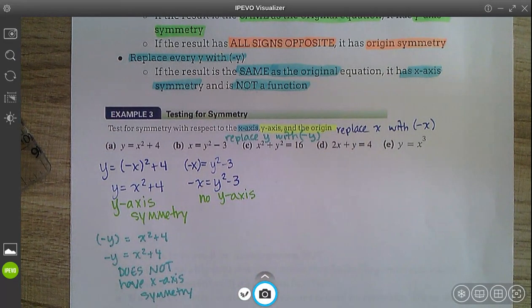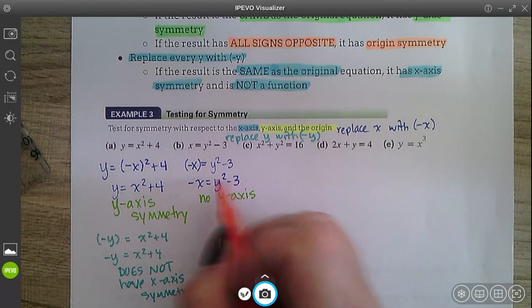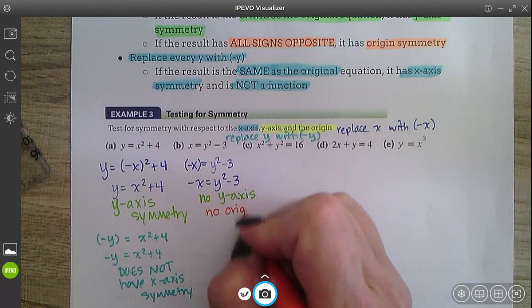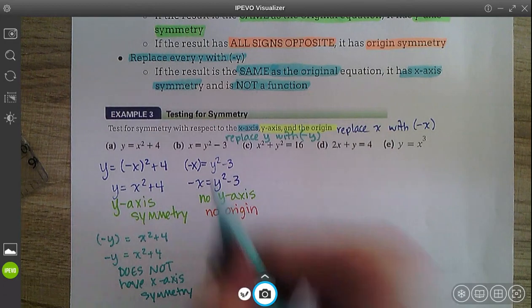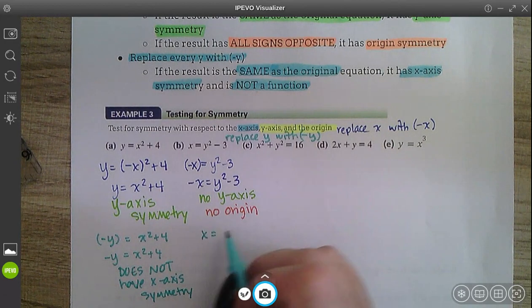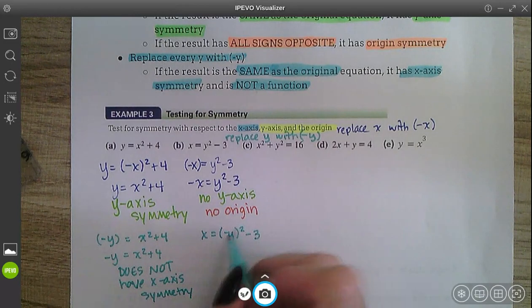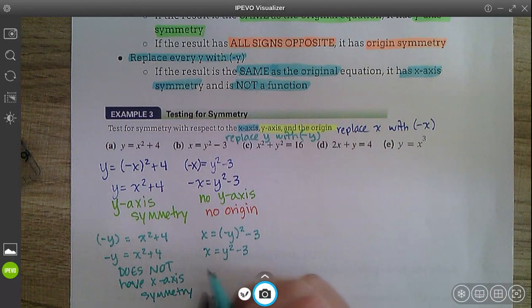Are all the signs exactly the opposite of the original? Well, this sign is exactly the opposite, but those are the same. So it's not exactly opposite, so it has no origin symmetry. Let's test for x-axis by replacing y with opposite of y. So I keep x the same. I replace y with opposite of y. Go ahead and square that. I get x equals y squared minus 3. Checking with the original, that is the same, so it does have x-axis symmetry.